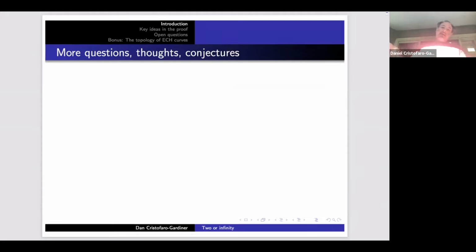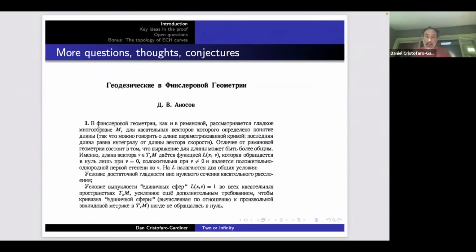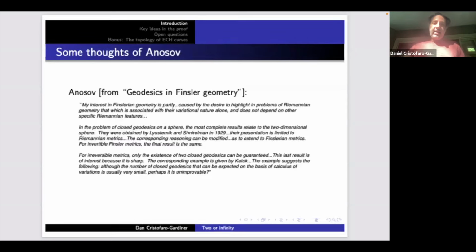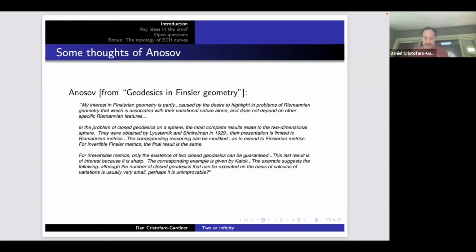Okay, and here's more interesting primary sources. So this one was pretty fun. Okay, so what's this? So this is the ICM address of Anosov. It goes for about 5 pages. I've only put the first couple paragraphs. It's called Geodesics in Finsler Geometry. For time reasons, we're not going to say much about Finsler geometry, but I just want to quote Anosov directly. I did my best to translate this with the help of Google Scholar and with the help of a native speaking friend.